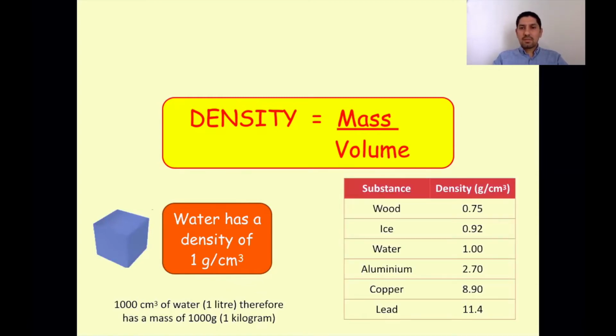We have some other substances here: wood, ice, water, aluminium, copper, and lead. Accordingly, you can see their densities are different. Why? Because density is a characteristic of the substances. These are identical properties of the substances. So the density of wood is 0.75 gram per centimeter cube, ice 0.9, which are lower than water, aluminium 2.7 gram per centimeter cube, copper 8.9, lead is 11.4.